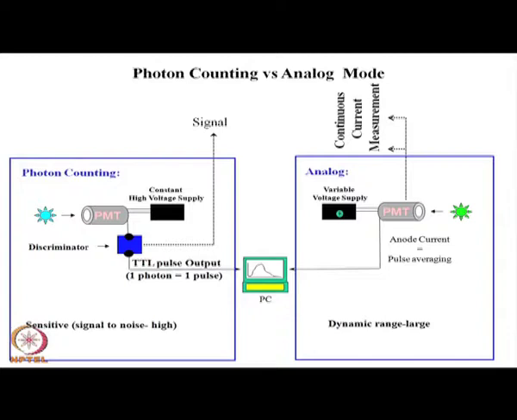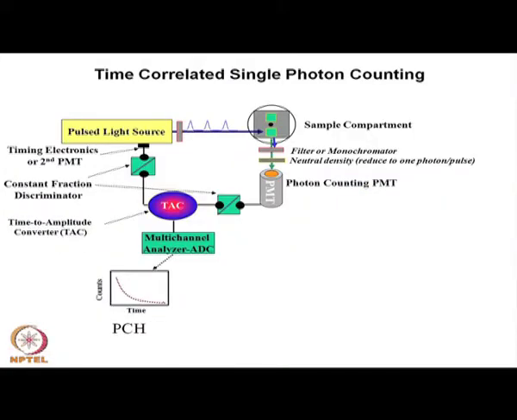So this is very sensitive, and in the other case, for your analog system, it has got a high dynamic range. Now, the basic description of time correlated single photon counting: you see that we need to have a pulsed source, otherwise we won't be able to see the time course of the process, that is the process of decay. So we have a pulsed source.